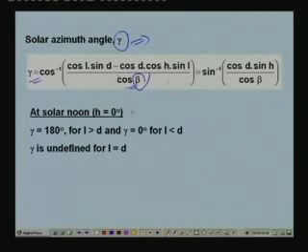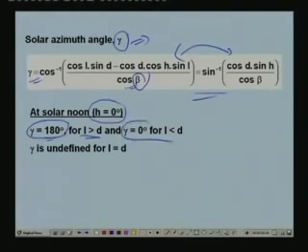You also have an alternate expression, this is also equal to sin inverse of cos D into sin H by cos beta. These two expressions are equal, which you can easily prove by using your trigonometric relations. So, this is the relationship between solar azimuth and other angles, and one important thing to note here is that at solar noon, that means when H is equal to 0, gamma is 180 degrees for L greater than D, that means when the latitude angle is greater than the declination angle, and gamma should be taken as 0 degrees for L less than D. So, this you must keep in mind.